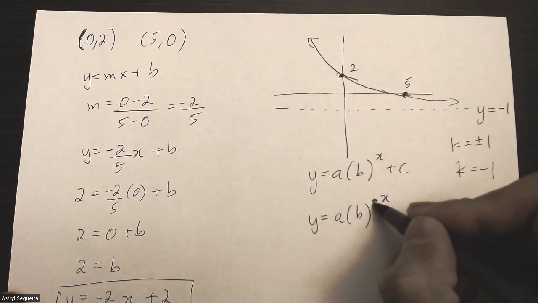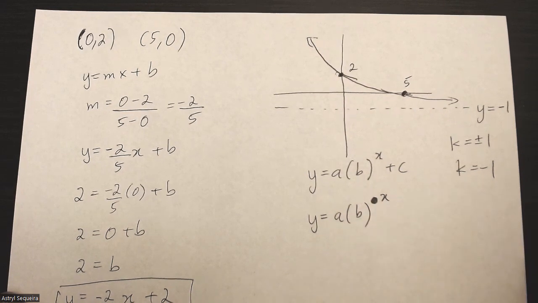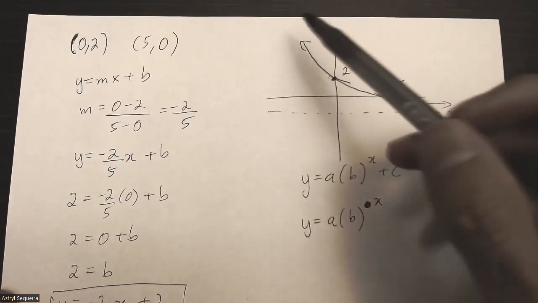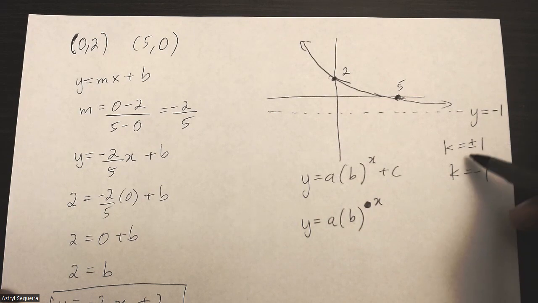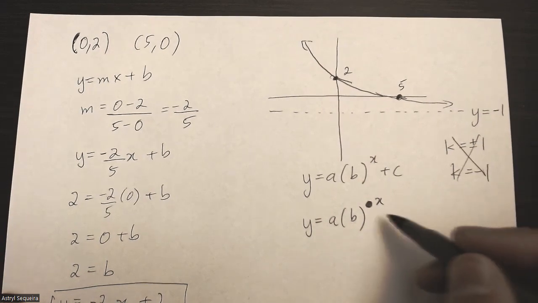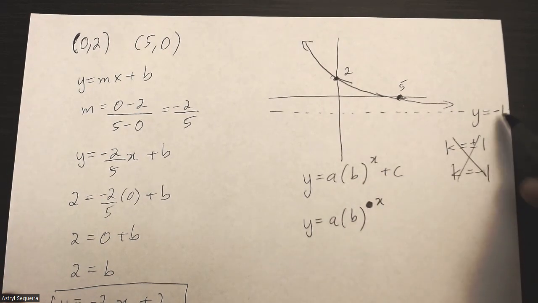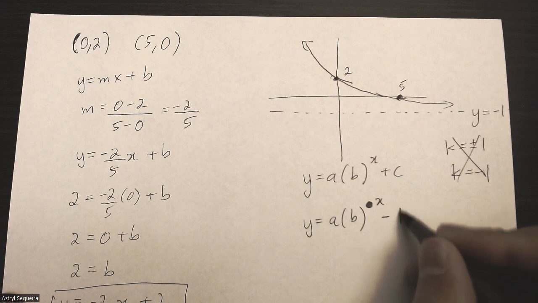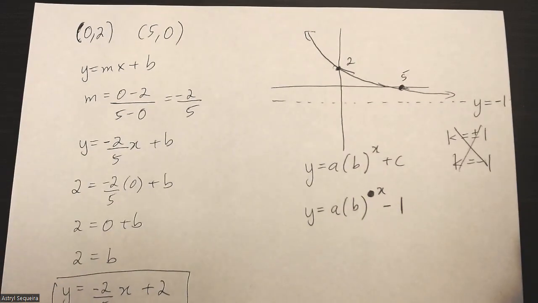Actually, you know what? I'll do this with exponential decay. Why not? So this can just be an exponential decay. You don't have to worry about your k value there. And then my c value is just my horizontal asymptote, which is -1.